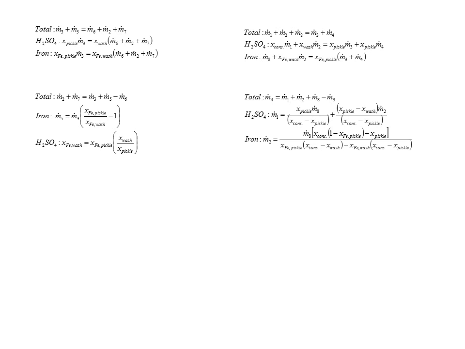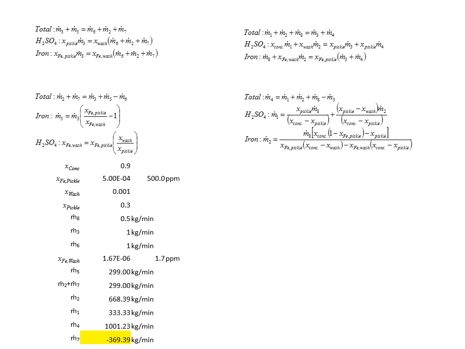So let's take a look at what Excel gives us. Here's a sample of the spreadsheet where I have for the concentrated solution 0.9 mass fraction of sulfuric acid. The mass fraction of iron in the pickle solution is 5 times 10 to the minus 4, which is equivalent to 500 parts per million. I set the wash solution to be 0.1% or 0.001 mass fraction of sulfuric acid. The pickle solution target is 0.3 mass fraction for the sulfuric acid.